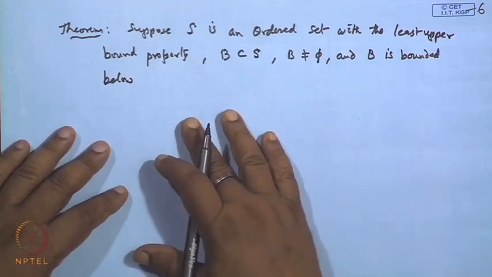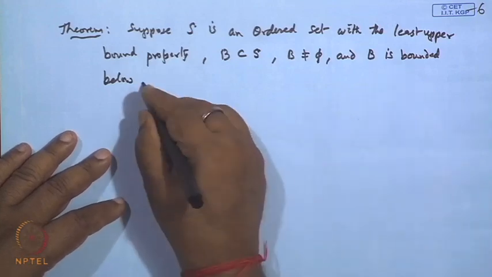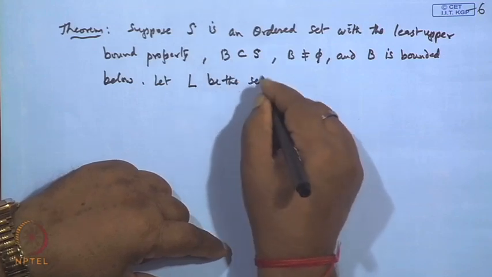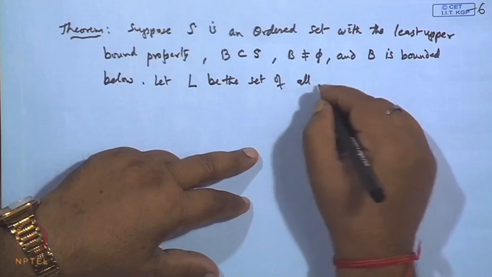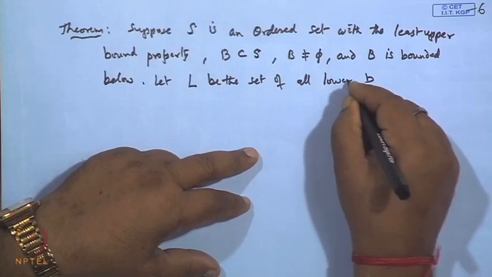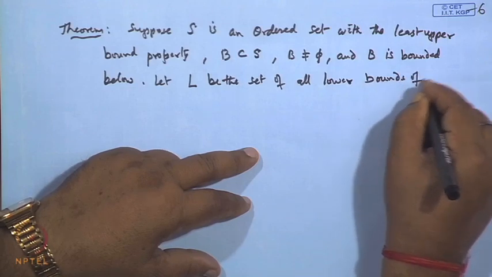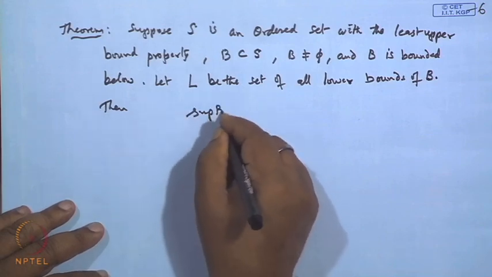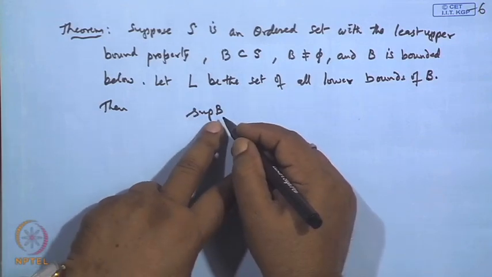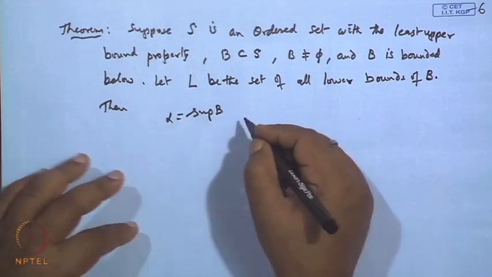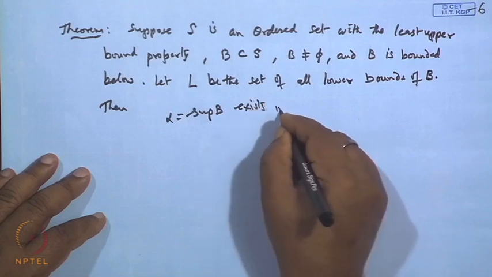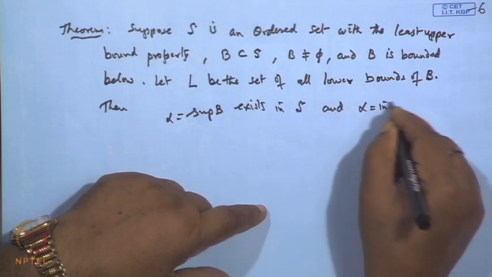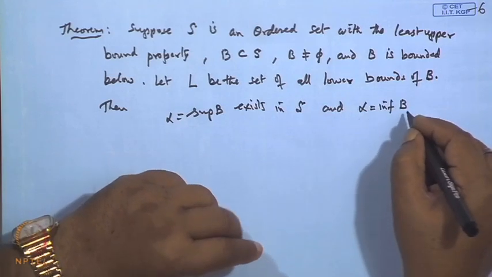Okay. So, what it says is, if B is bounded below, let L be the set of all lower bounds of B. Then the supremum of L, the least upper bound, that is alpha, will exist in S, and this alpha will be the infimum of B, that is, it will be the greatest lower bound for B.